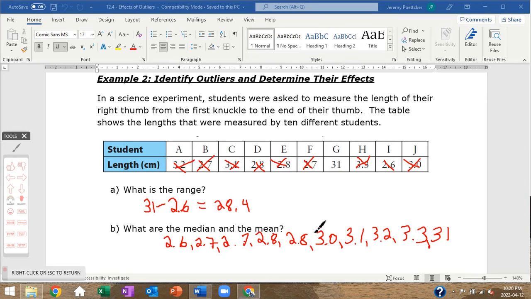1, 2, 3, 4, 6, 7, 8, 9, 10. Oops, sorry. So it's going to be between 5 and 6. 1, 2, 3, 4, 5. No, sorry. 1, 2, 3, 4, 5. And here's 6. So my median is going to be halfway in between 2.8 and 2.9. So median is going to be, sorry, 2.8 and 3.0, which will be 2.9.